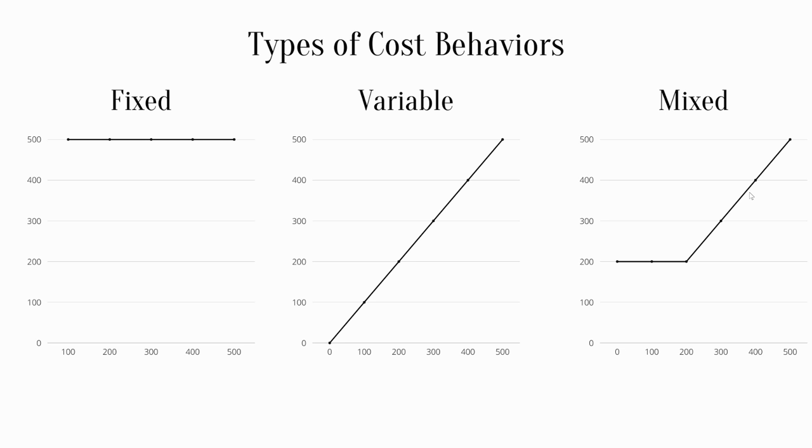In the mixed graph, we can see that regardless of the number of units produced under 200, the cost will be $200. When a company produces more than 200 units, the cost is going to go up at that point. So if you produce 100 units, it's going to cost $200. If you produce 200 units, it's still going to cost $200. But when you get above that threshold, the cost goes up. 300 units is $300, 400 units is $400, and so on.